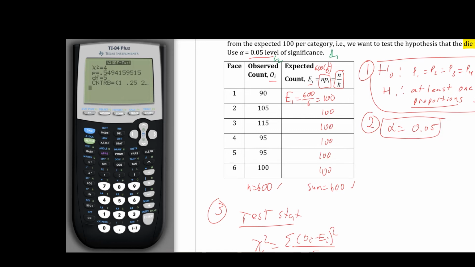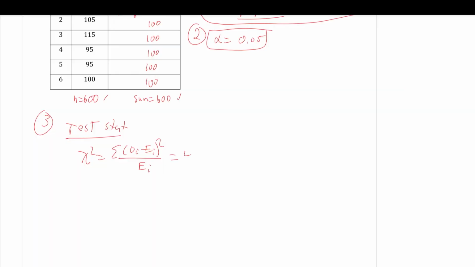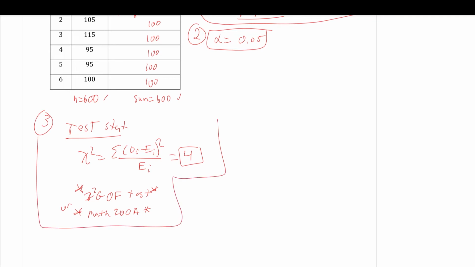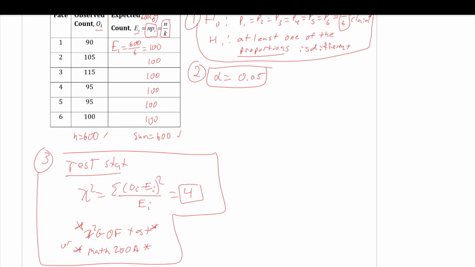All right, so let's go to step 3. Our test stat was 4. I used the chi-squared GOF test. Again, you can also use that Math 200A program in your calculator, which would be an external program, or use chi-square CDF to get the p-value. That completes step 3. Part of step 3 is also coming up with this table correctly.